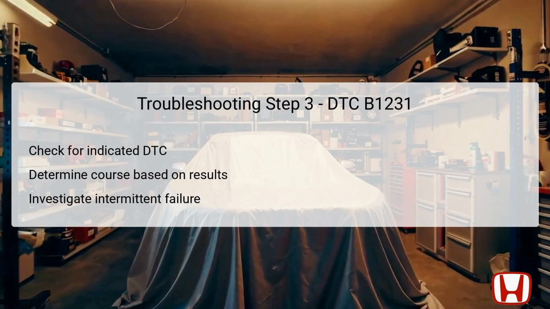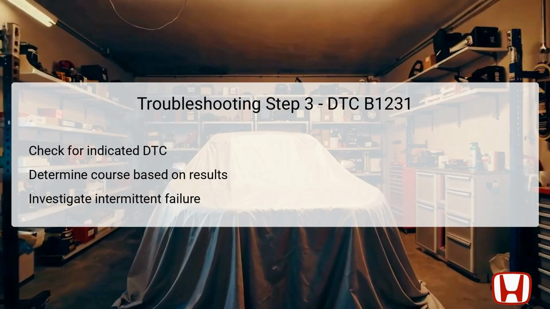After performing the self-diagnostic function and checking for new DTCs, the next step is to determine if DTC B1231 or the G and auto indicators are present. If the DTC is indicated, proceed to the next troubleshooting steps focused on diagnosing the specific issue. Conversely, if no DTC is indicated, this may suggest an intermittent failure. In such cases, it is imperative to check for loose wires or poor connections on the evaporator temperature sensor circuit.